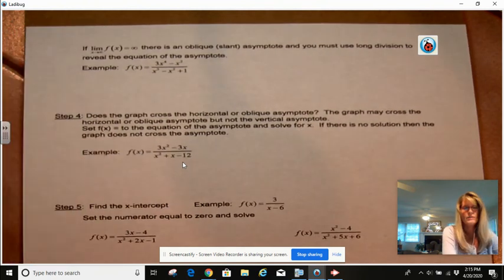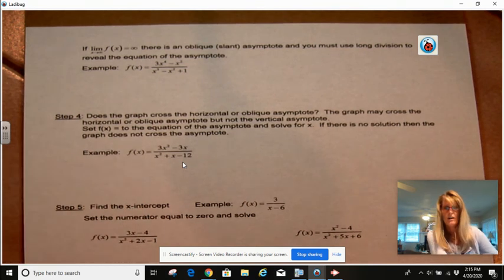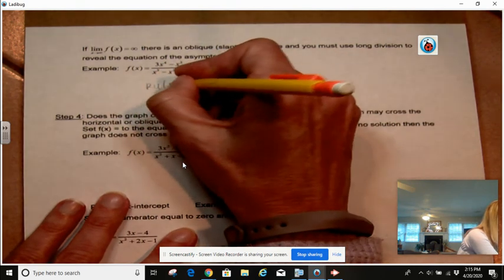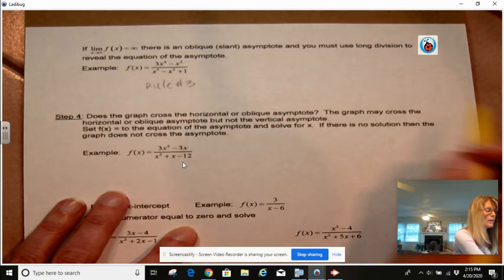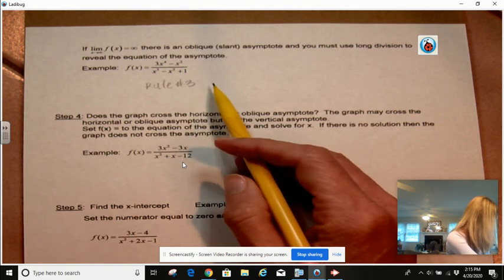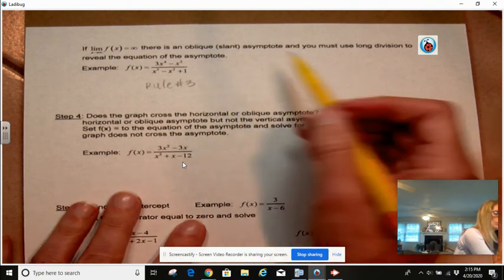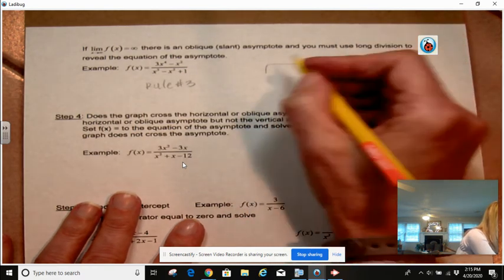And then if it's a rule number 3, the limit would either be infinity or negative infinity, but that's not going to be our slant or oblique asymptote. If it is a rule 3, which means that the degree of the numerator is greater than the degree of the denominator, then the limit to infinity would be infinity or negative infinity, but that tells us that we are going to need to use long division to find the slant or oblique asymptote. I prefer slant, but it's the same as oblique. So we do long division.